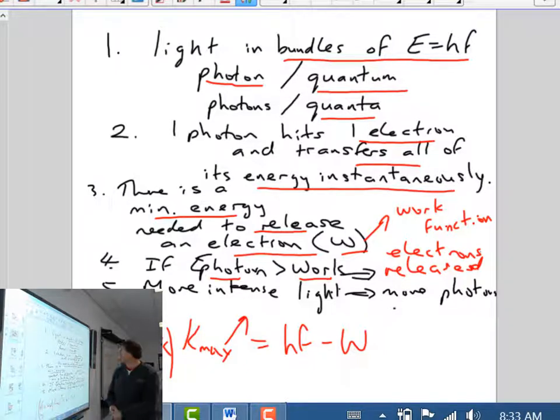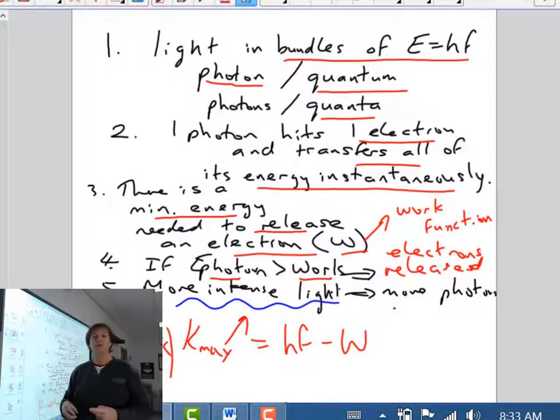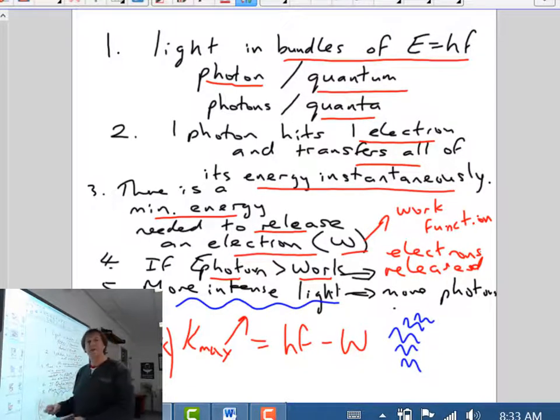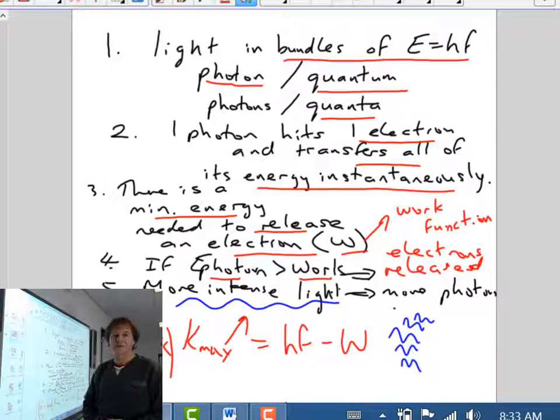Now the last thing I hadn't pointed out here was this idea that if you had more intense light, what Einstein said was that more intense light would actually mean more photons coming down. Each photon bundle will be the same, but if you increase the intensity, you'll end up with more photons. That means you're going to get more interactions with electrons, more collisions going on, so more electrons should be released. So let's see how that matches up with the experiment that they did.